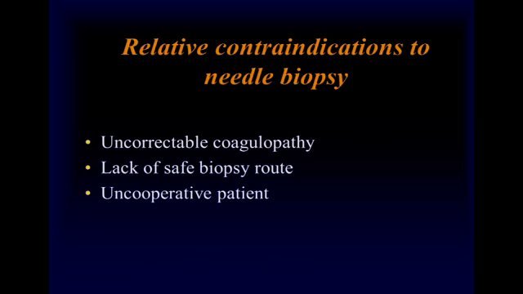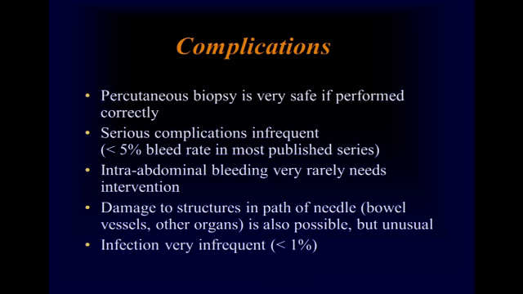Contraindications to needle biopsy: if there is an uncorrectable coagulopathy, if there is a lack of safe biopsy route, if the patient is very uncooperative, or if you are not able to see the lesion, say because the patient is very obese or the lesion is retroperitoneal, then it is better to refer the patient for a CT scan.